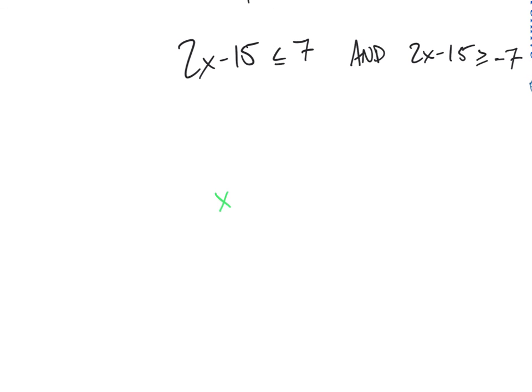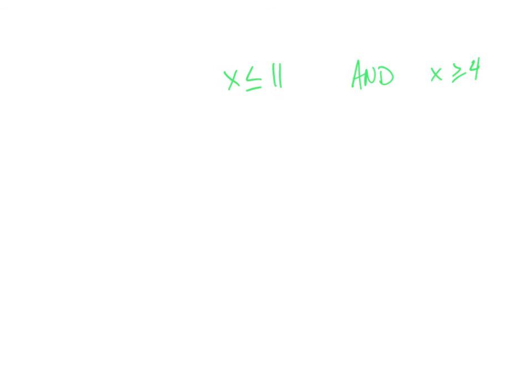Should have gotten x is less than or equal to 11 on this side, and x is greater than or equal to 4. So on my number line, here's where 0 is, here's where 4 is, and here's where 11 is. So x is less than or equal to 11, but x is also greater than or equal to 4. So that and inequality is all of this right there.